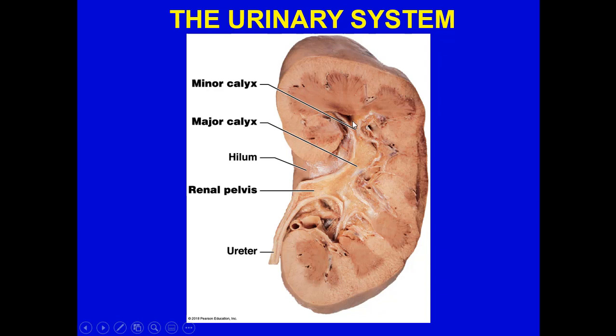And you can see this here. This is sort of the opening after the urine has dripped down from the renal pyramid tip into the minor calyx, and then it empties into the major calyx, and then it moves down through the renal pelvis and into the ureter.